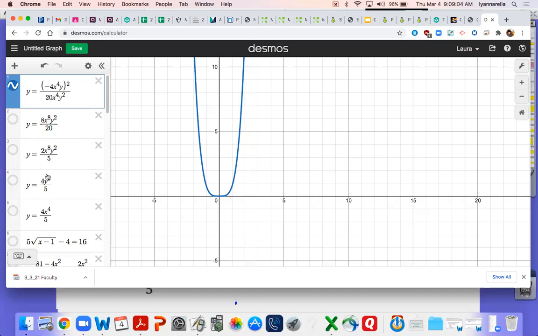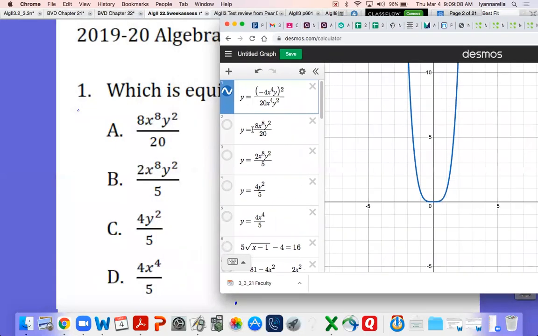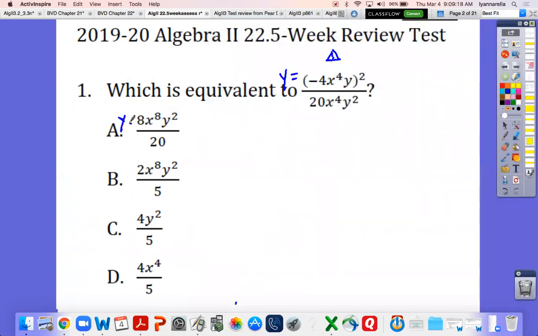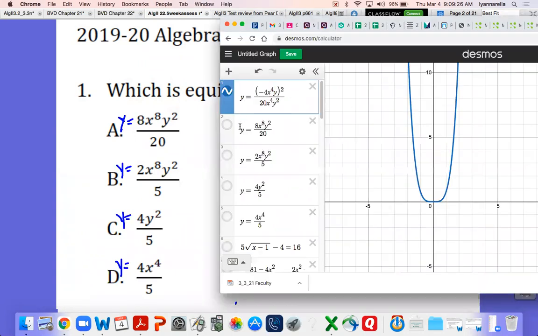Now remember, the next four graphs, and you can look and compare, are the answer choices. All I had to do is say y equals in front of all four of these choices. It will not graph it if you don't say y equals. So let me just go back and type in y equals, y equals, y equals, y equals, because that's how it knows how to graph it. Now, one at a time, I'm going to turn them on. When you find the graph that matches the blue graph, we have found the answer.